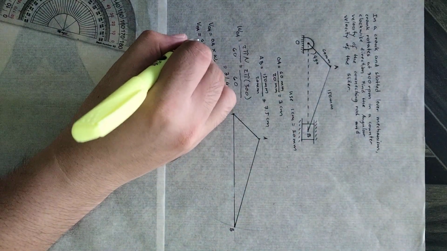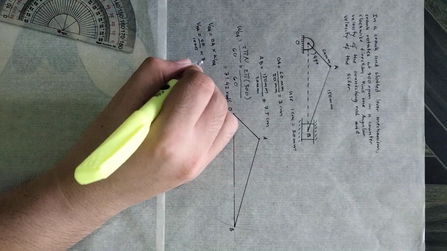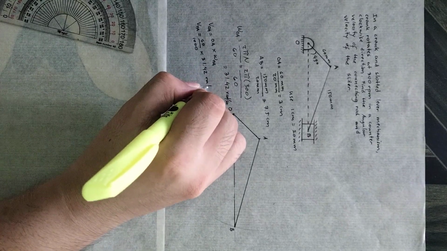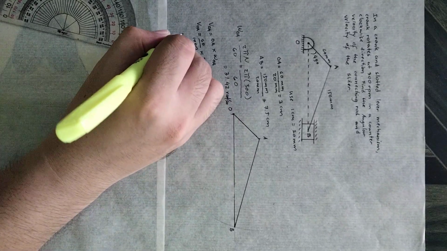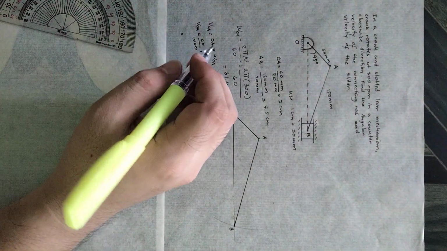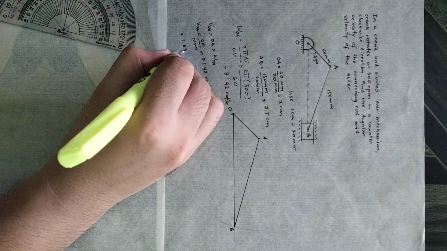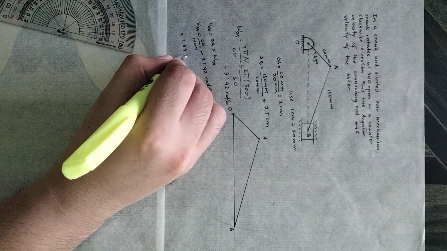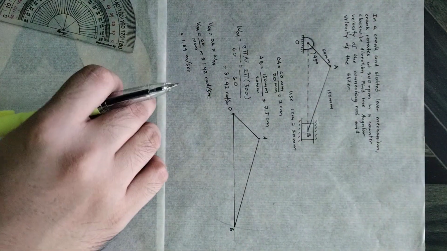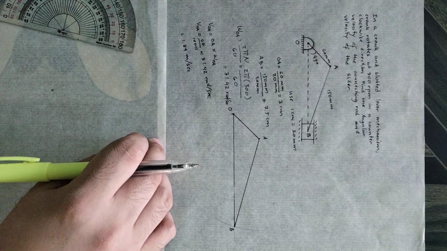So 60 over 1000 times 31.42 rad per second. So therefore you have 1.89 meter per second. Okay, so after that you can now proceed in creating your vector diagram.